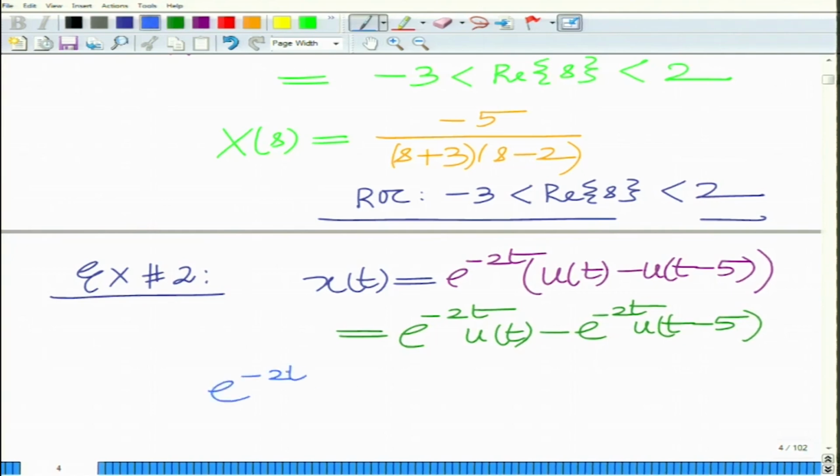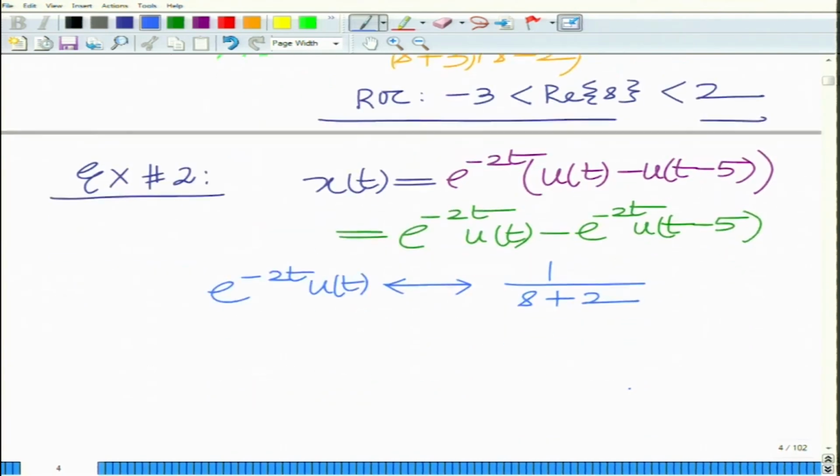Now, e raised to minus 2t u(t), this is a right handed signal. So, this has the Laplace transform, well, this is e raised to minus a t u(t) with a equal to 2. So, it has the Laplace transform 1 over s plus 2, and the ROC is of the form real part of s greater than minus 2, because this is a right handed signal.